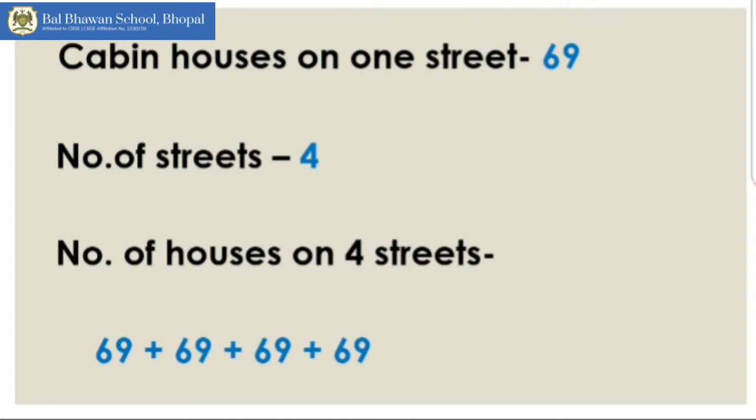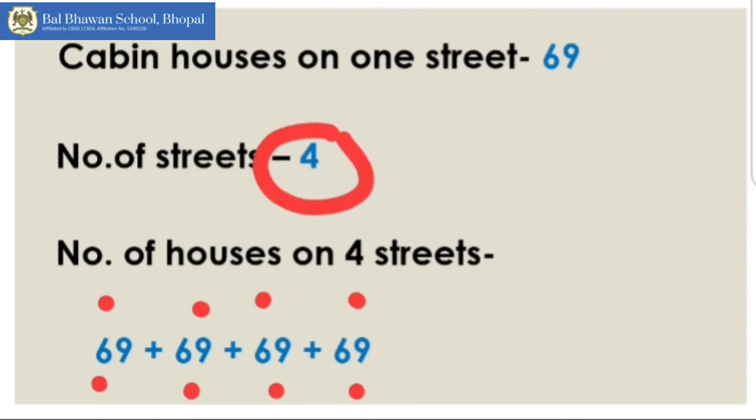Okay, so again what we have done, we have added. So for finding out the total number of houses, for finding out the total, you have to add. So here ma'am has added 4 times, 69 plus 69 plus 69 and plus 69, because number of streets are 4. Again we are doing repeated addition. We are adding again and again.